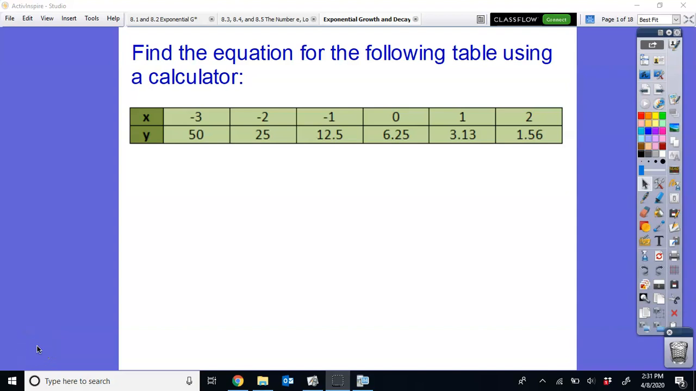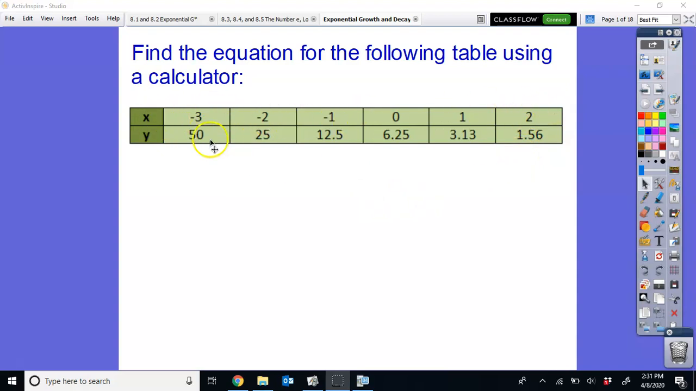All right, we're going to start off with a few review problems from our previous lesson on exponential growth and decay. And then we are going to look at a couple of special examples of exponential growth, especially here in just a minute. But I'll also show you how it ties to decay as well. So the first thing, a little bit of review, using the calculator to find the equation for this table.